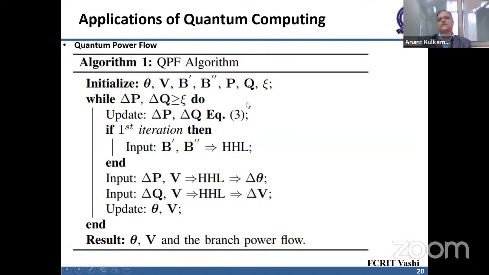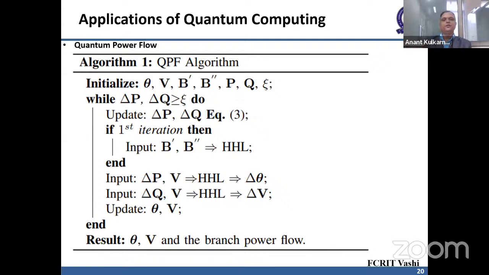Now, how this iterative process is carried out, the algorithm is given: the quantum power flow algorithm. What we initially need to give to the quantum circuit is the phase angle and terminal voltage. These B dash and B double dash are susceptances of the fast decoupled matrix. I'm not going into the details; this can be referred from electrical engineering power systems. Then active power, reactive power, and the tolerance. This iterative process will be carried out as long as the change in active power and change in reactive power is greater than the tolerance value or error value. So we need to update the active power and reactive power.